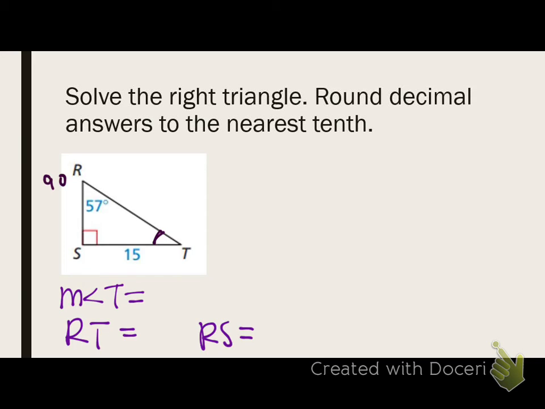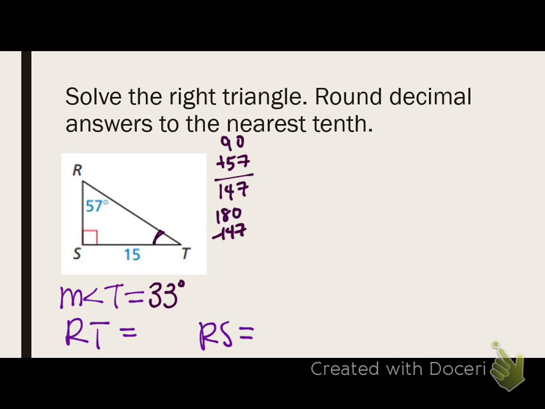So what is 90 plus 57? 147. 180 minus 147 is 33. Good. Why did you find the angle first? Just because we can. It's really easy to do, that's all. There's no proper order. You just find whatever.